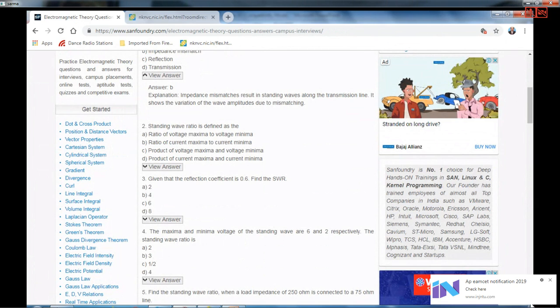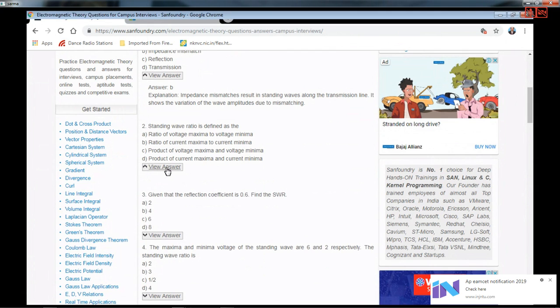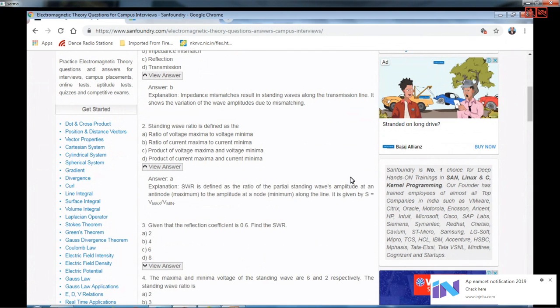The standing wave ratio is defined as the ratio of voltage maximum to voltage minimum, or the ratio of current maximum to current minimum. Voltage standing wave ratio and current standing wave ratio are on the same lines. So SWR is defined as a ratio of amplitude maximum to amplitude minimum. So voltage max to voltage min is the case.